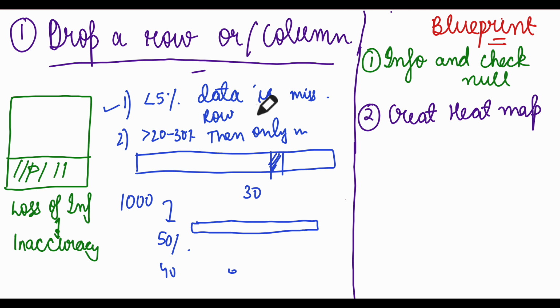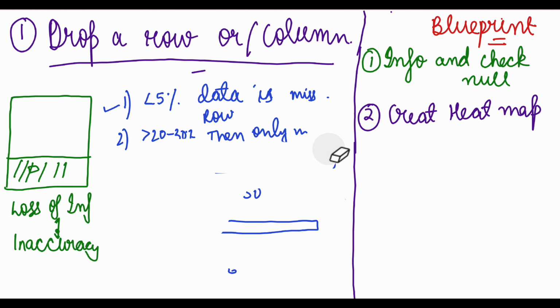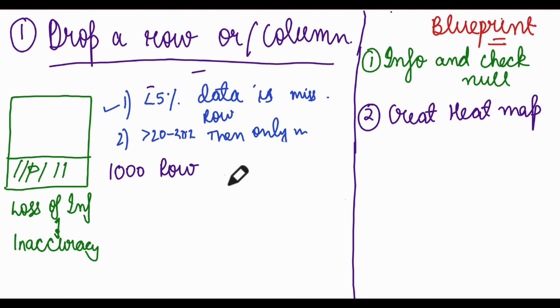If less than 5% of data is missing, then remove, and if greater than 20 to 30% is missing, then only remove. Let me explain this concept once again, in case it is confusing if you are hearing it for the first time. You have a data set, and let's say our data has 1,000 rows. If you see that you have fewer than 50 rows with missing values, then you can consider dropping that entire row.